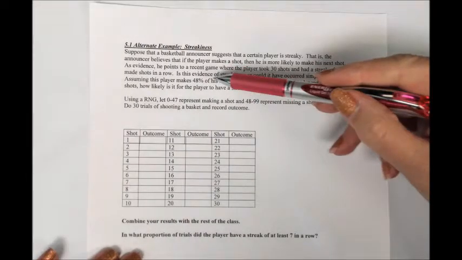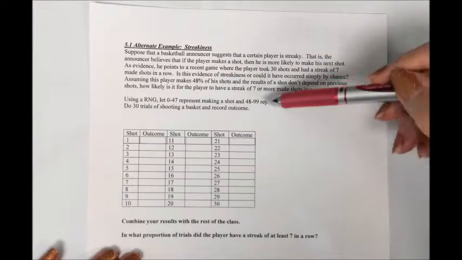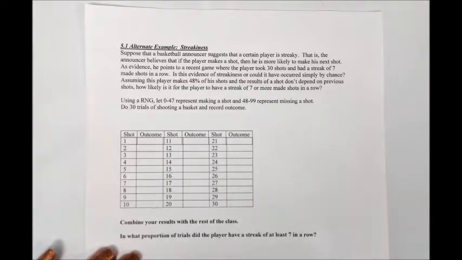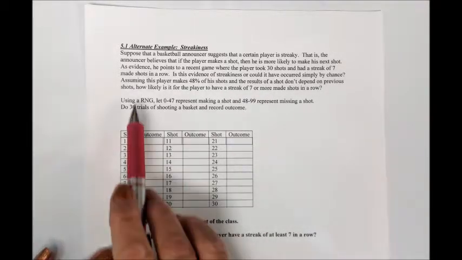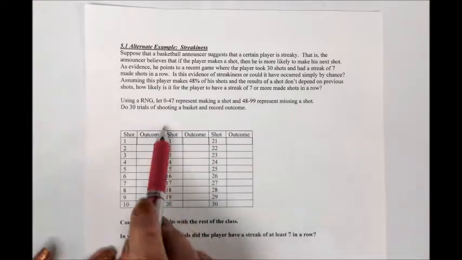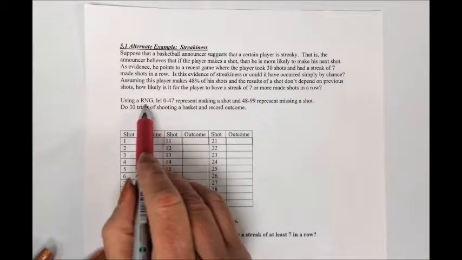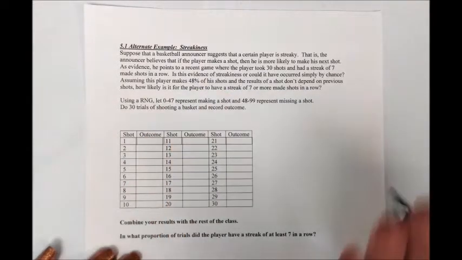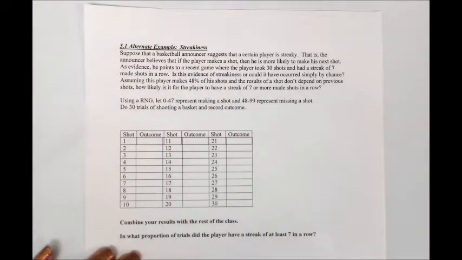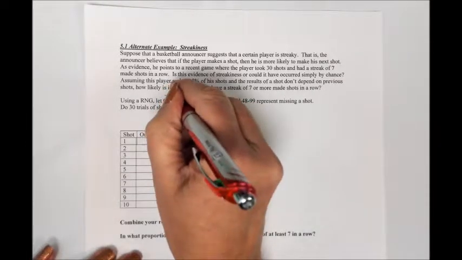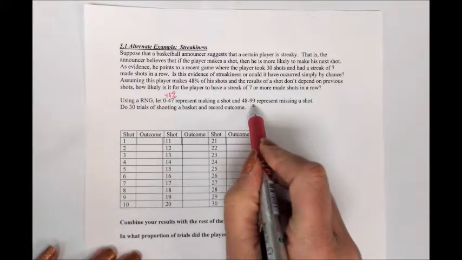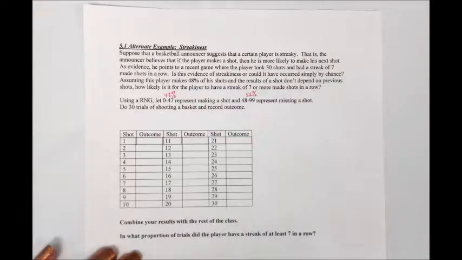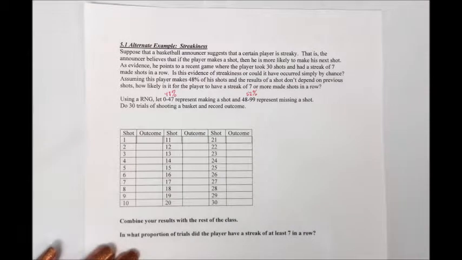On Wednesday, we did a 50%. So I did 48% of making the shots, which means missing 52%. How likely is it that they have 7 or more in a row? Using the random number generator on a calculator, 0 to 47 is 48 numbers, so 48 numbers is 48%. 48 to 99 represents 52 numbers, so that represents the 52% chance of missing a shot.